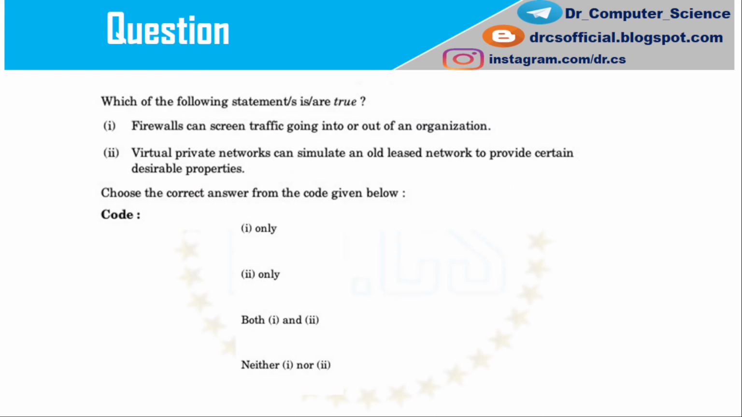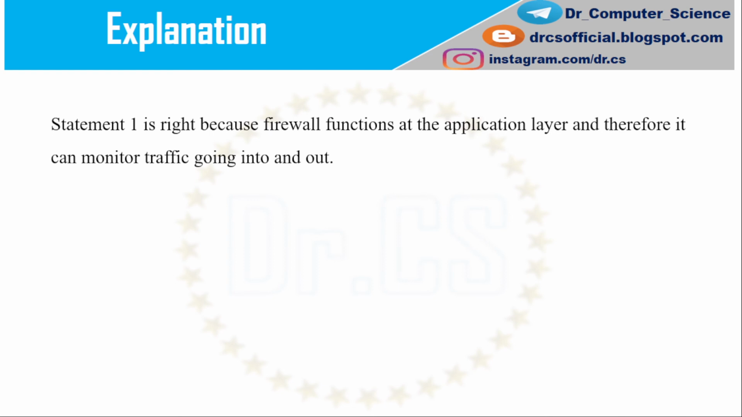Next question. Which of the following statements are true? 1. Firewall can screen traffic going into or out of an organization. 2. Virtual private network can simulate an old leased network to provide certain desirable properties. Explanation. Statement 1 is right because a firewall functions at the application layer and therefore it can monitor the traffic going into and out.